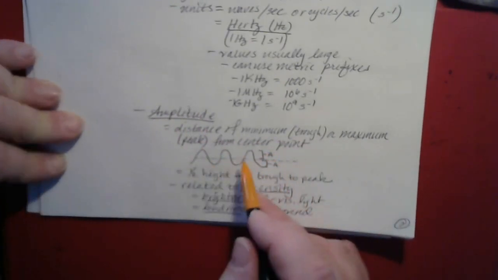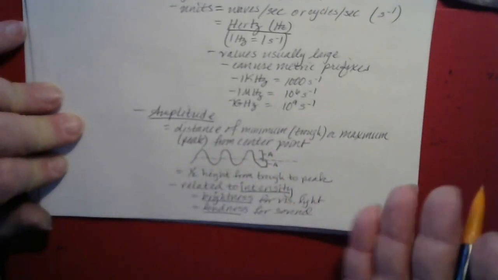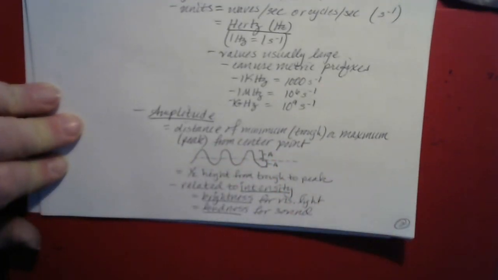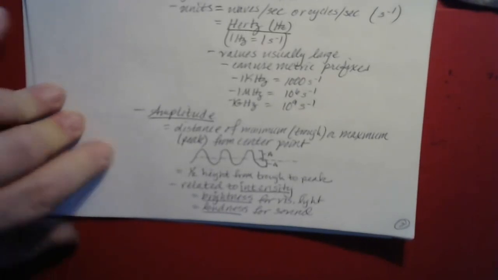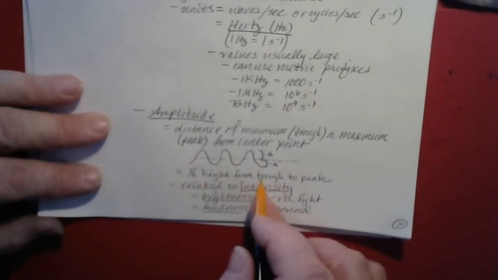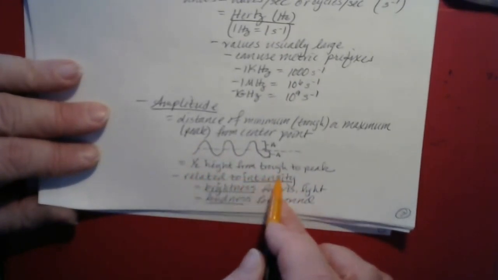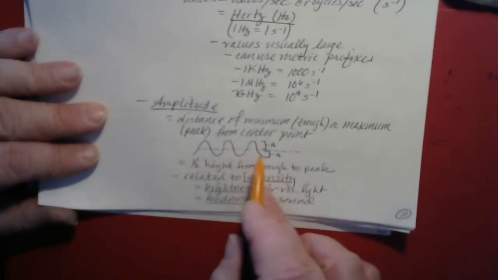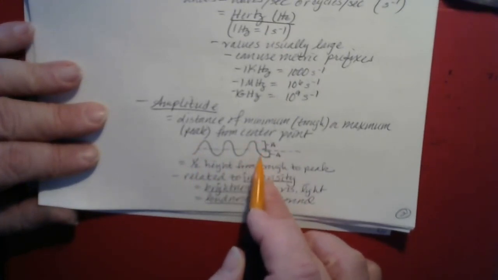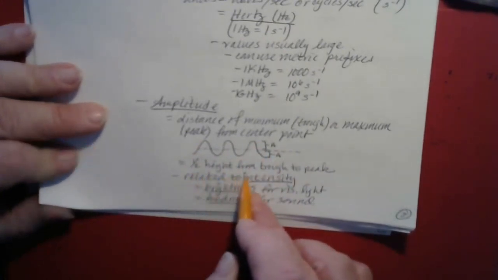So the distance, because this is the center point, so by definition the center point is in the middle, and therefore the distance from the center point to the top should be the same as the distance from the center point to the bottom, because it's the center, right? So basically the amplitude is the distance from the center point to the peak or the trough, or in other words, half of the height from the trough to the peak. So that would be, all the way.